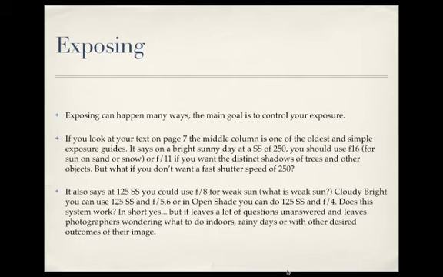So the other example is it says, 125 and f/8 for weak sun. What exactly is weak sun? Cloudy bright, you can use 125 shutter speed and f/5.6, or in open shade, you can use 125 and f/5.4. But how often are we in open shade? Does this system work? Yes, but it leaves a lot of questions and unanswered things for photographers, wondering what do you do indoors on rainy days, or if you don't want your picture to look the way that shutter speed or aperture will make your picture, or I should say photograph, look.